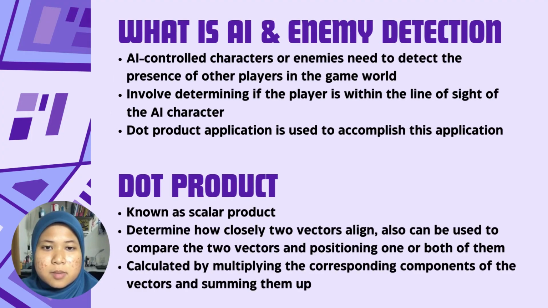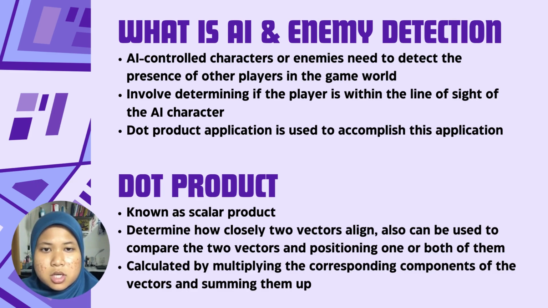Moving on to the second application of vector, which is AI and enemy detection. What is AI and enemy detection? It is where AI-controlled characters or enemies need to detect the presence of other players in the game world. This detection often involves determining if the player is within the line of sight of the AI character.